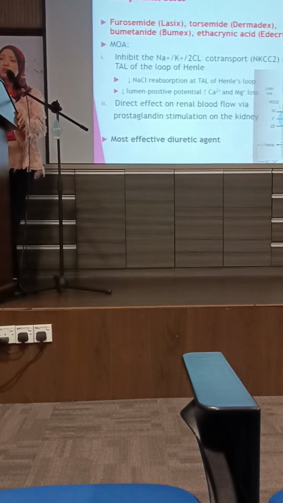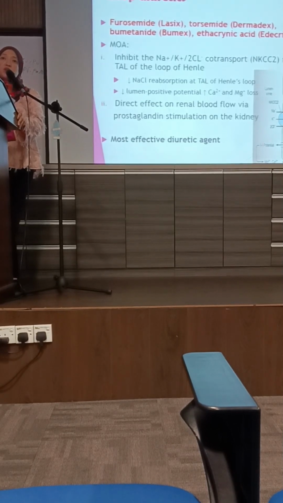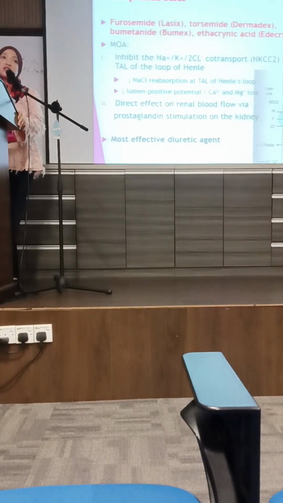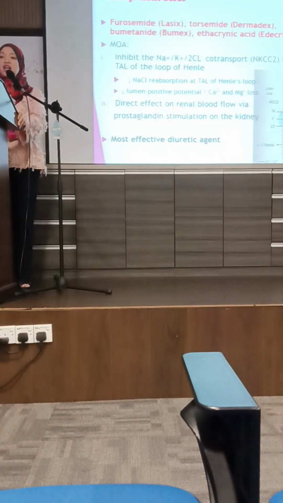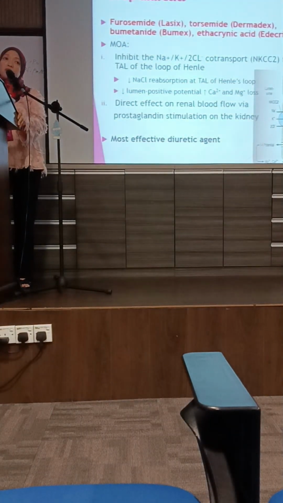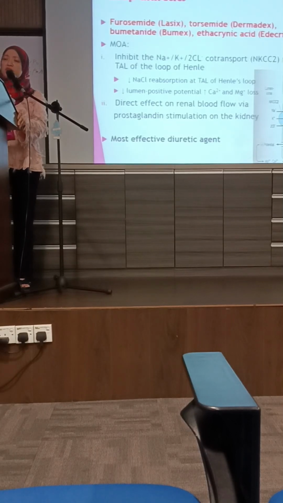And then this loop diuretic has a direct effect on the renal blood flow as well, because in your kidney there is prostaglandin. So loop diuretic can affect your prostaglandin directly. That is why you cannot give loop diuretic with drugs that affect prostaglandin, for example NSAIDs. Have you heard of NSAIDs? We will learn about NSAIDs later. So NSAIDs such as ibuprofen, Celebrex, we cannot give together with loop diuretics. It will affect the efficacy of loop diuretics.